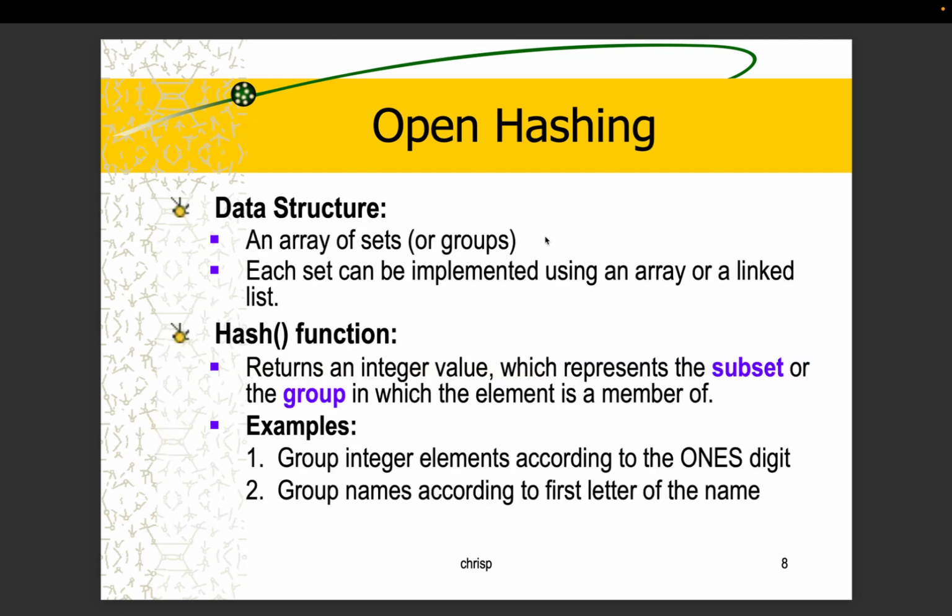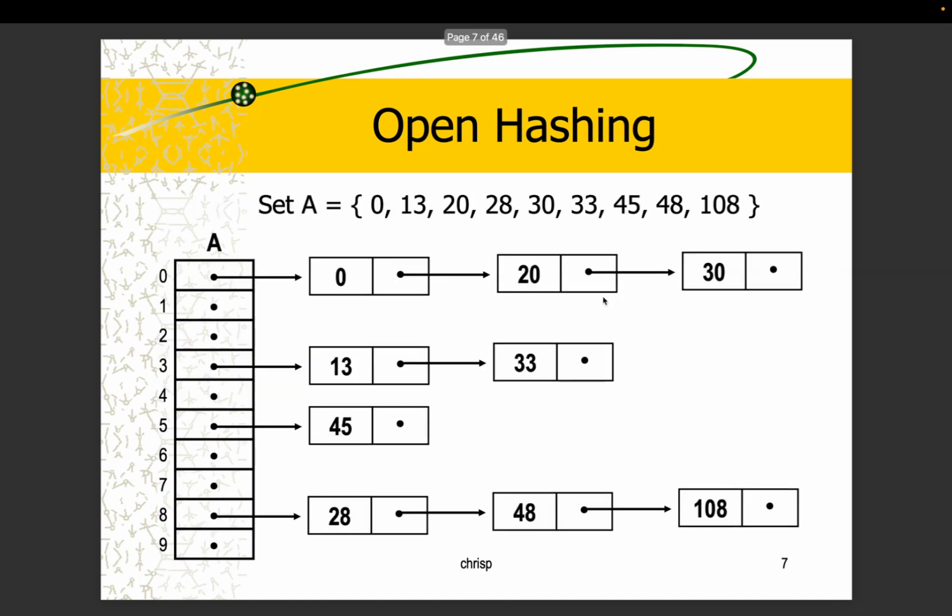The data structure for open hashing is represented as an array of sets, meaning any way that the set can be implemented, we can use open hashing. Each set can be implemented using an array or a linked list. In this specific example, we're using a linked list, but you could also have an array of circular arrays. That's something you can do as well.